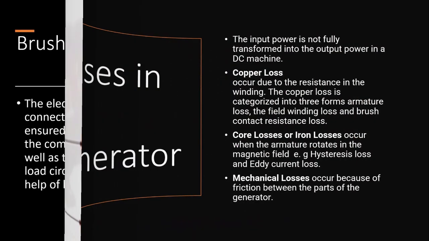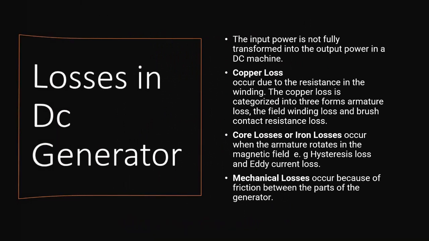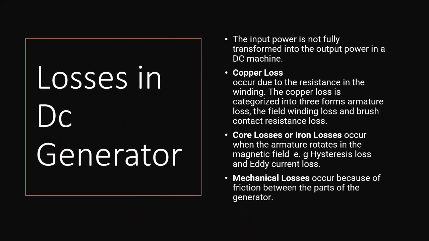There are some losses in DC generator because the input power is not fully transformed into the output power. These losses are: copper loss occurred due to the resistance in the winding. Core losses or iron losses occur when the armature rotates in the magnetic field. And the mechanical losses occur because of friction between the parts of the generator.